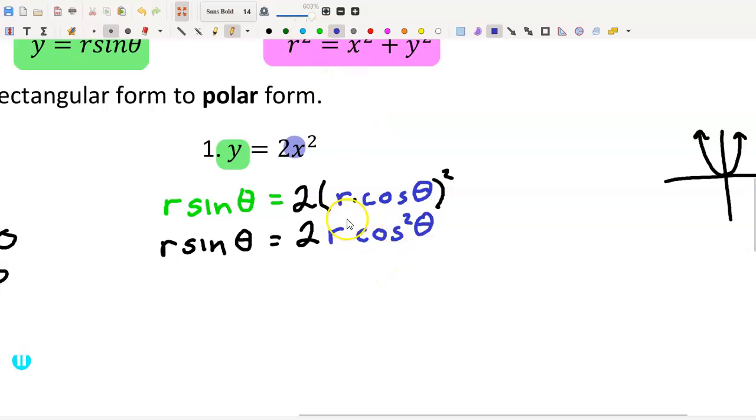No. Good. So we have to square everything in here. Remember, this just means r cosine theta times r cosine theta, right? So we have to have r squared and cosine theta squared. We have to have both. So the little details in the algebra will make a difference.